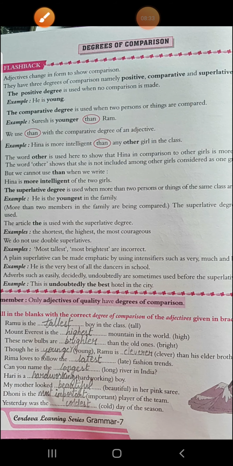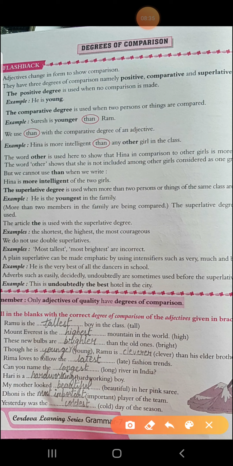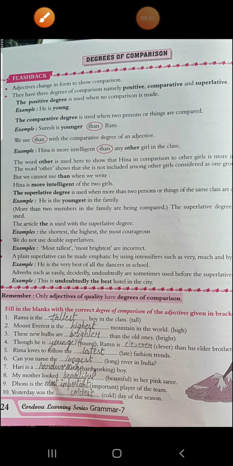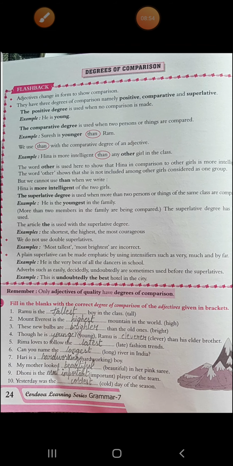These new bulbs are brighter than the old ones. Why we have used the comparative degree? First of all, see, then is there. Can you see then? The new bulbs are compared with the old ones. So two things are compared. So comparative degree is used here. Then see the fourth one.